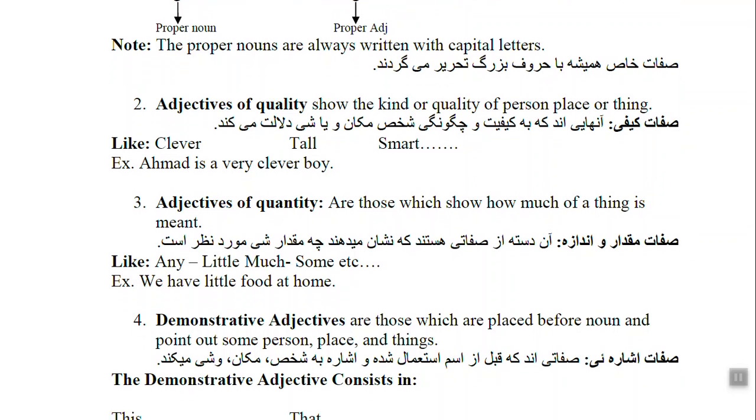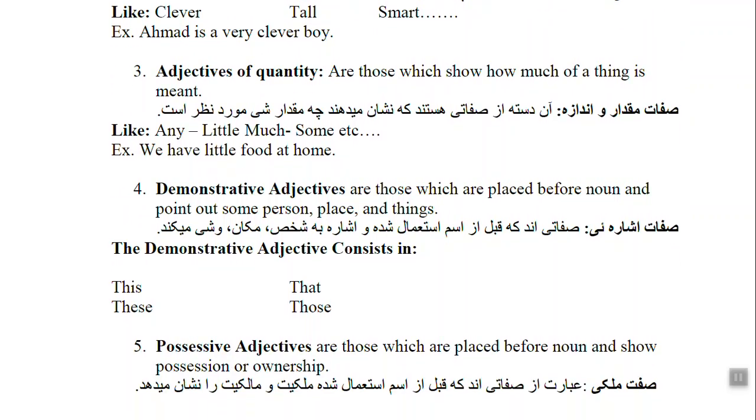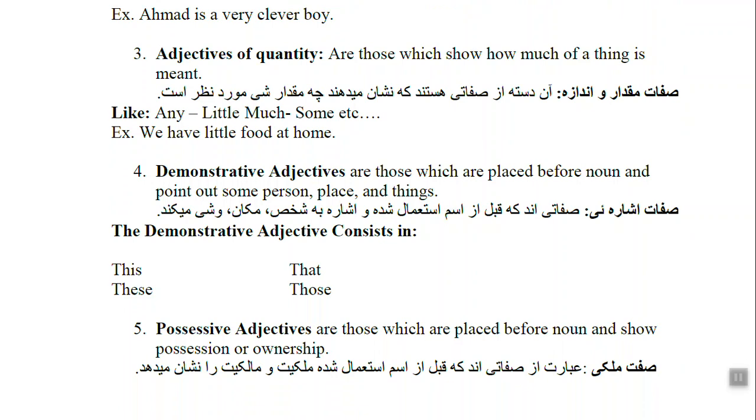Demonstrative adjectives. As we learned, demonstrative adjectives are those which are placed before a noun and point out some person, place, or thing. Demonstrative adjectives consist of this, that, these, those, the same, or such. For example, these boys are clever. Or you can say the same problem has occurred again. The same problem has occurred again.